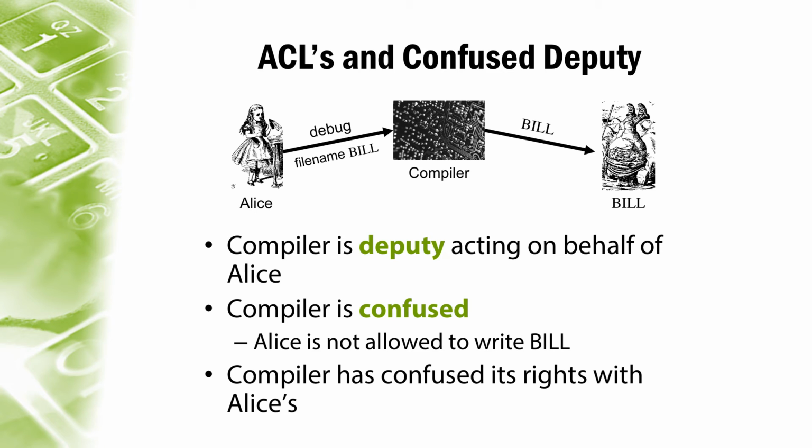The compiler is now basically a deputy acting on behalf of Alice. Therefore, the compiler is now confused because the compiler, when executed on behalf of Alice, may still access the file bill according to its own privileges. However, this is in violation of Alice's access rights because Alice is not allowed to write to the file bill.